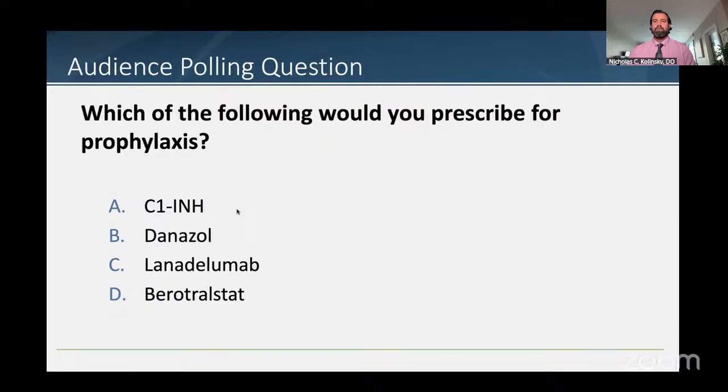Okay. All right, so on to the next question. Which of the following would you prescribe for prophylaxis? So we've got C1 inhibitor, danazol, lanadelumab, or berotralstat. Okay, this might be the first one where we really have a majority of answers. So 80% said C, lanadelumab, and 20% said C1 inhibitor.